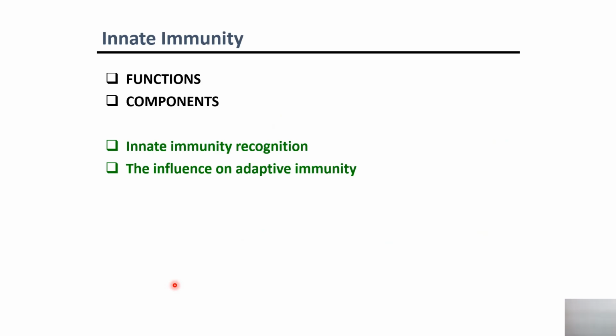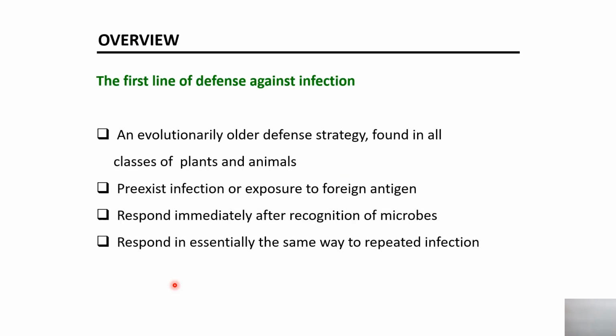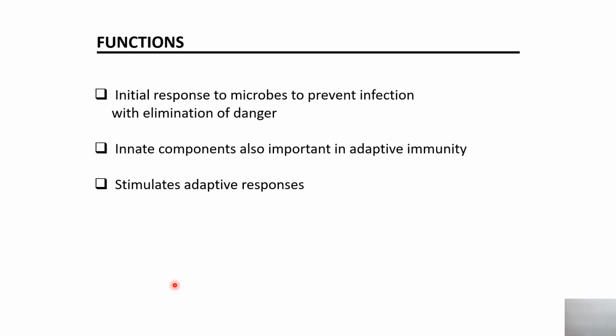Now, in case of innate immunity, as I said, there are functions and components and their influence on the adaptive immunity. This is an evolutionarily older defense strategy found in all classes of plants and animals. It pre-exists infection or exposure to foreign antigen. It responds immediately after recognition of pathogens like microbes, and it responds in essentially the same way to repeated infection. That's because it is innate immunity. So the initial response to microbes is to prevent infection, with low elimination of danger. Innate components are also important in adaptive immunity, stimulating the adaptive response.